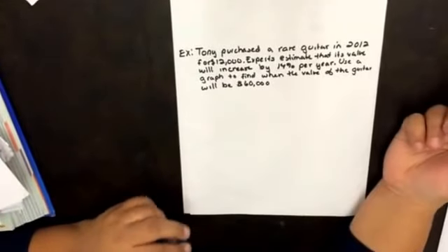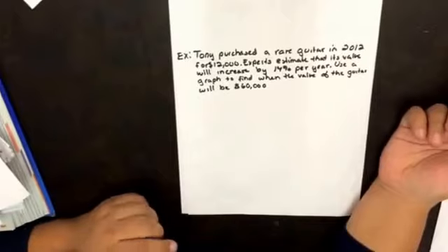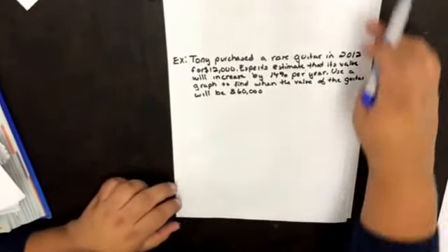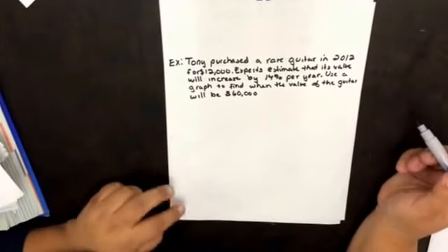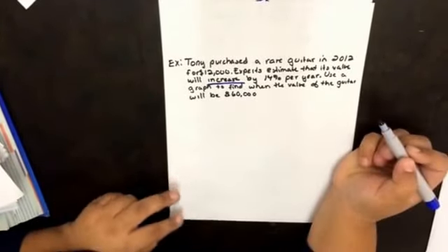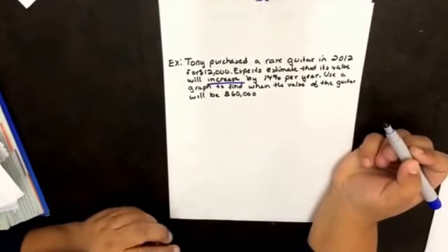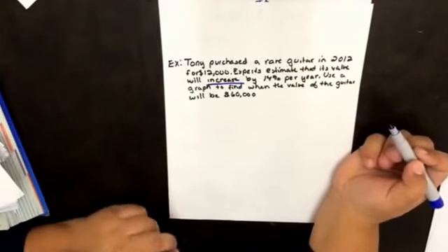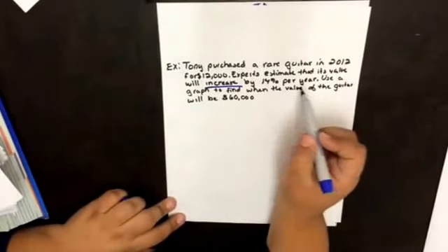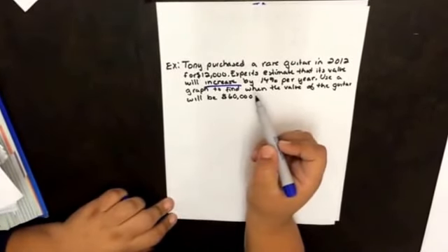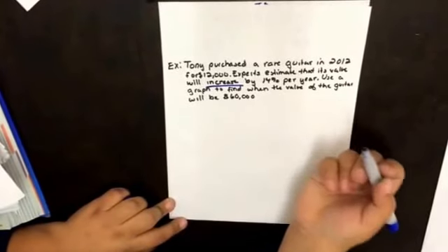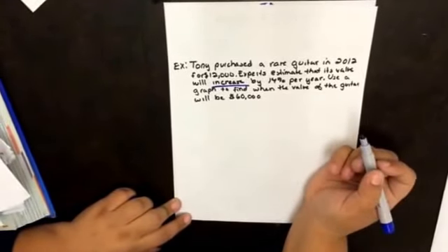Tony purchased a rare guitar in 2012 for $12,000. Experts estimate that its value will increase by 14% per year. So use a graph to find when the value of the guitar will be $60,000. So as you can see, we're talking about an increase. So in this problem, the guitar is acting as an investment. So we're going to use the factor 1 plus r.